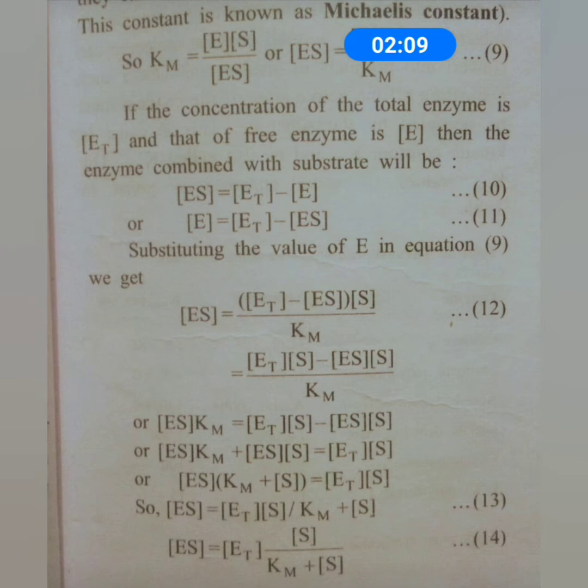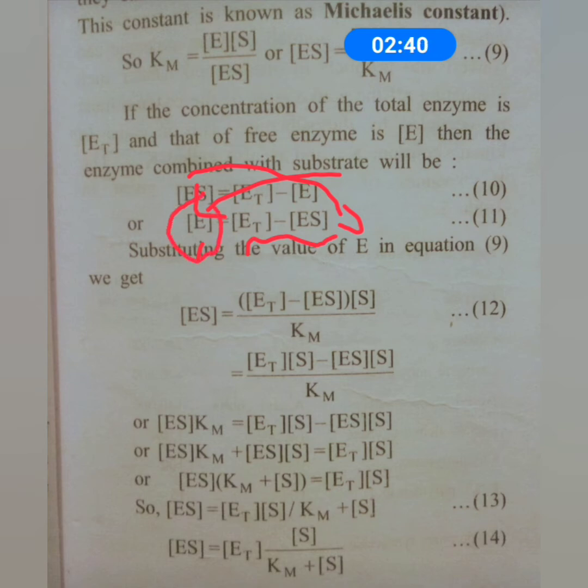take the ES this side. To the left side you can see in equation 11, you take the ES to the left and the E concentration to the right. You take the E this side and the ES you take this side. So we get equation 11 because we want to find the concentration of the enzyme.